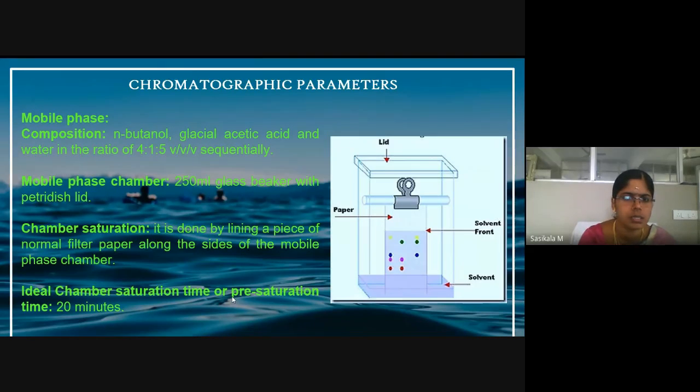And next, we were discussing the mobile phase, that is N-butanol, glacial acetic acid and water. Here N-butanol and glacial acetic acid are considered as organic phase, and water is considered as aqueous phase. So the mobile phase must be the combination of organic phase and aqueous phase for paper chromatography. In other chromatographies, according to the polarity and the nature of the stationary phase, the composition of the mobile phase will vary. This is only for paper chromatography.